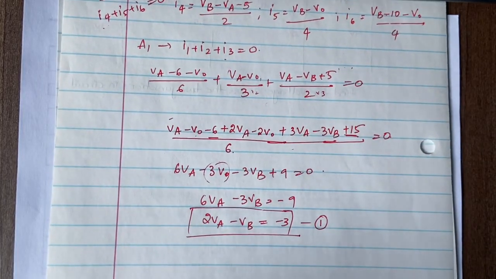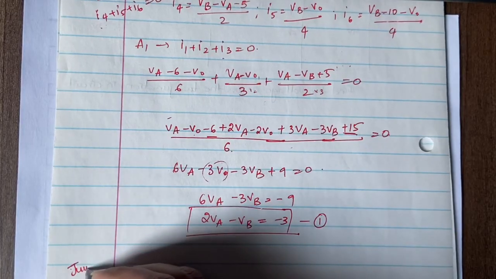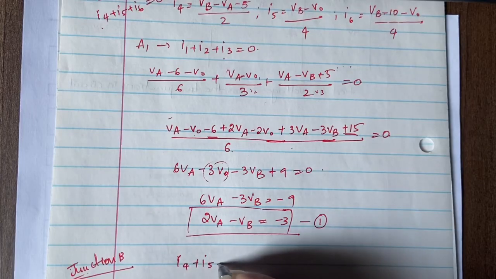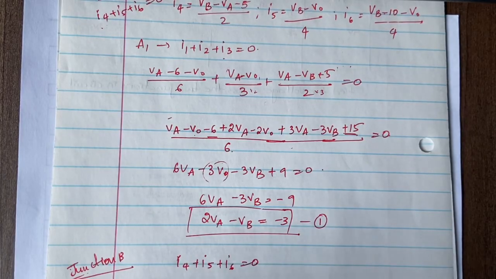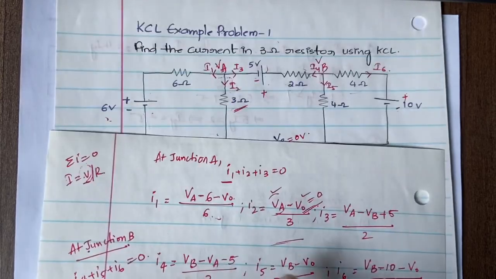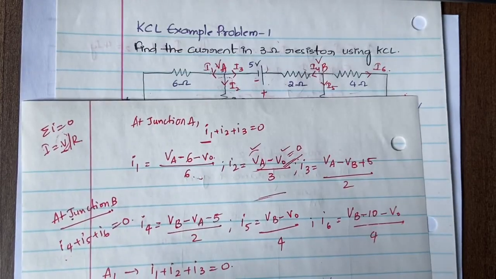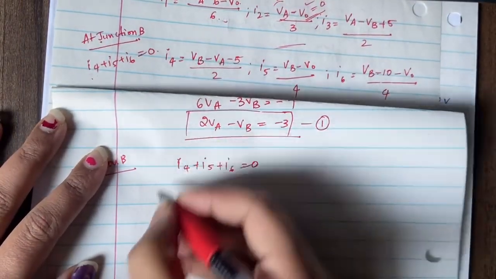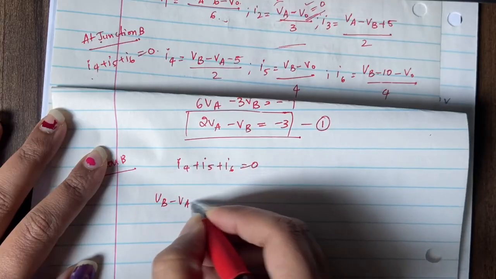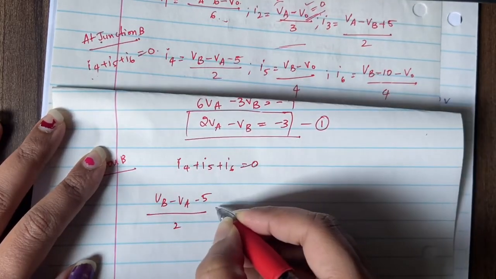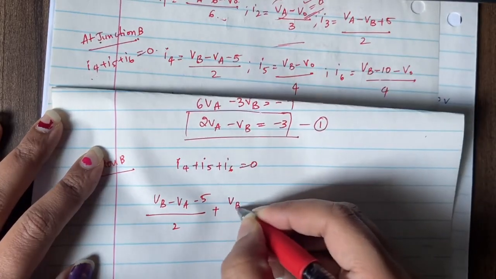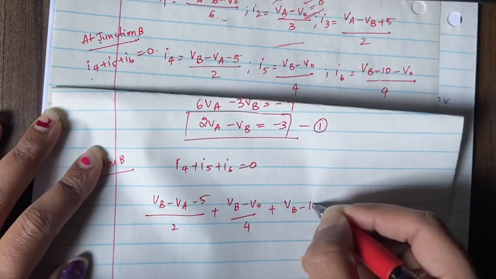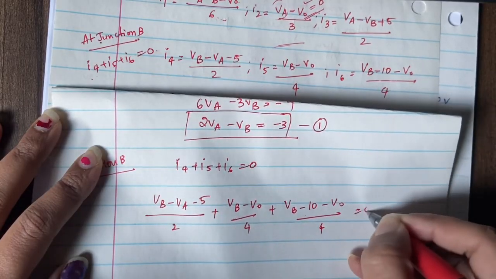Now how do you get equation 2? You get equation 2 from junction B. At junction B, I4 plus I5 plus I6 is equal to 0. So from here I4, I5, I6. Okay, let me note down those values. I just folded it so that you can see it. I4 is (VB minus VA minus 5) divided by 2, plus I5 is (VB minus V0) divided by 4, plus I6 is (VB minus 10 minus V0) divided by 4, is equal to 0.